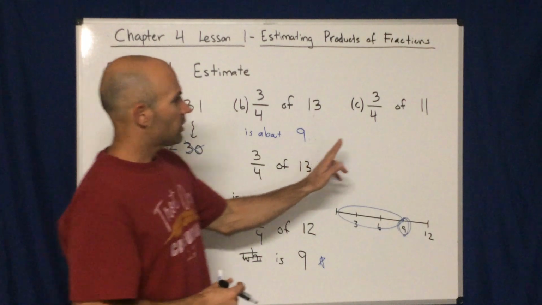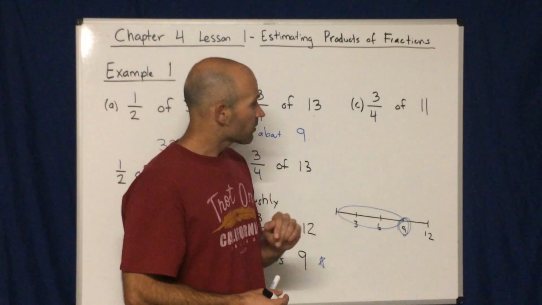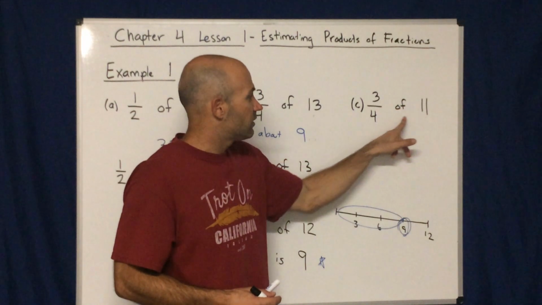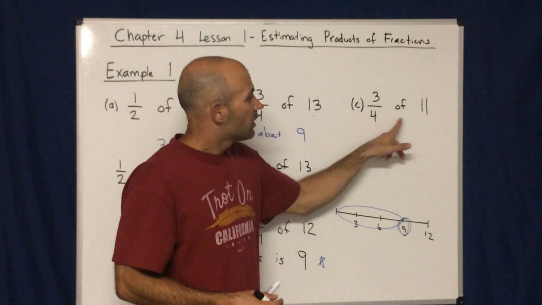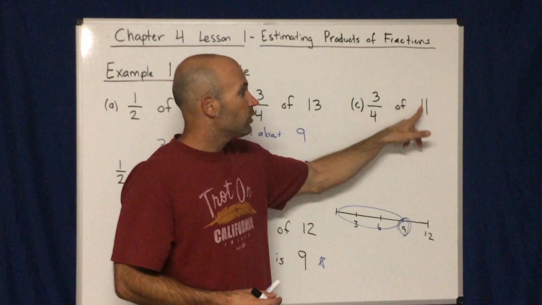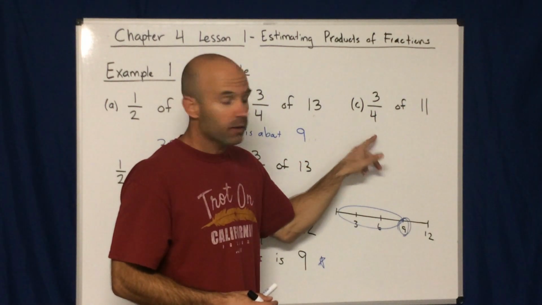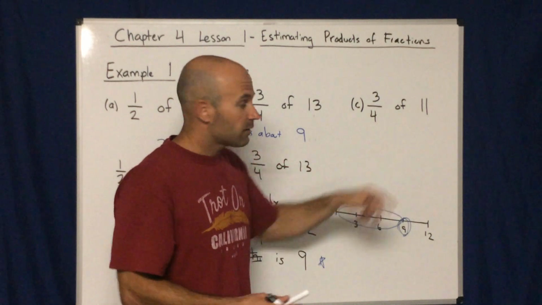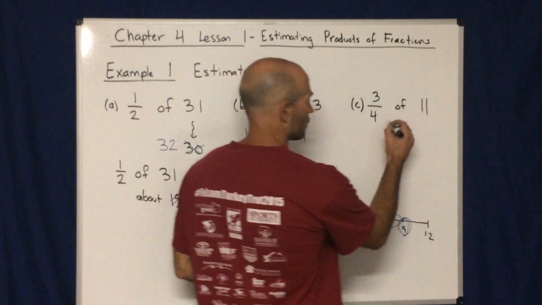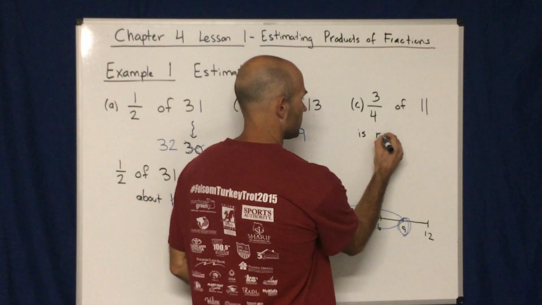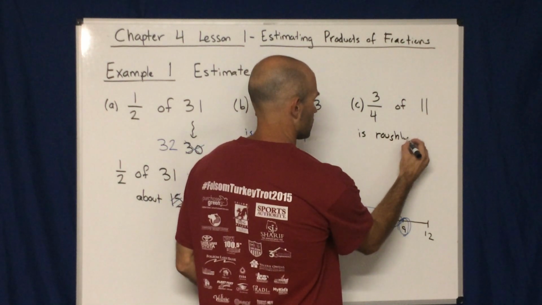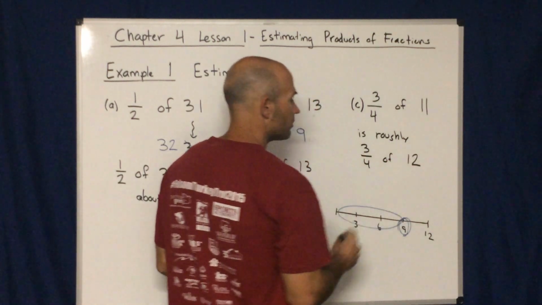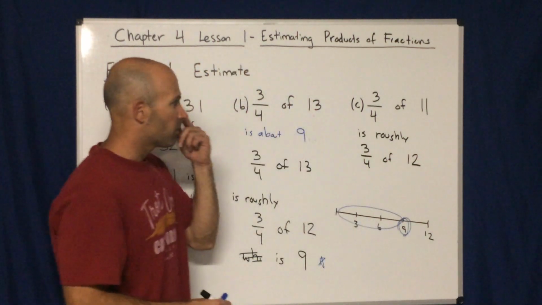Here I'm doing something similar. I'm taking 3/4 of 11. I first look at this number here and ask, is it divisible by 4? And the answer is no. So I want to replace 11 with a number that's close to 11 that's also divisible by 4. A number that's close to 11 that's divisible by 4 is 12 again. So here, 3/4 of 11 is roughly 3/4 of 12. And we already computed 3/4 of 12 in part B.